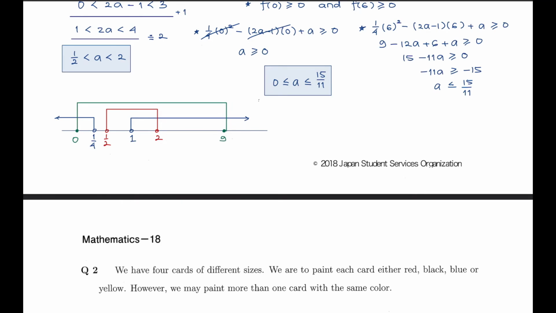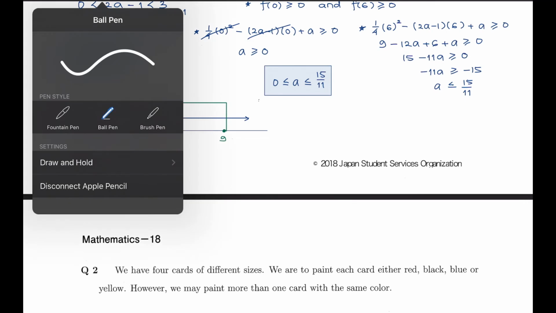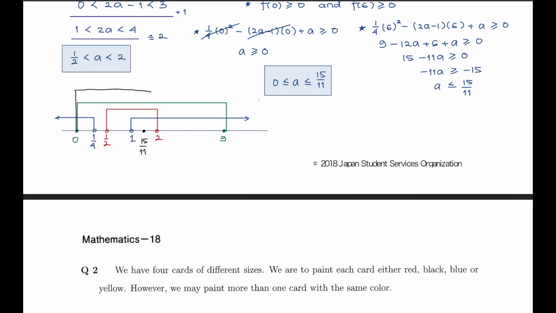Between 0 until 9. And our last condition is between 0 until 15/11. 15/11 is less than 2. So I assume 15/11 is here, 15/11, and then from 0 until 15/11. So it should be like this.